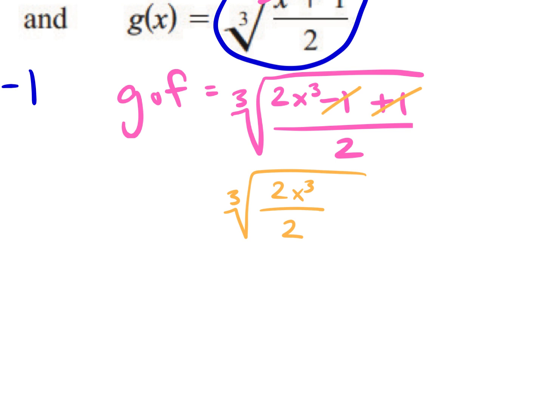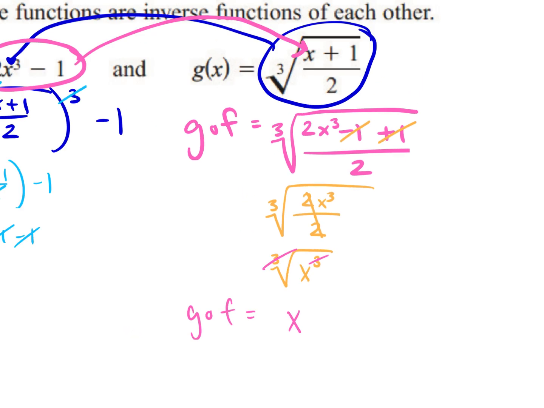What do you think would cancel next? If we're multiplying by 2 and dividing by 2, what cancels? The 2's. So we have the cubed root of x cubed. Now we can cancel out the cubes and the cubed because that's all that's left. And we're just left with x. So g of f is x.